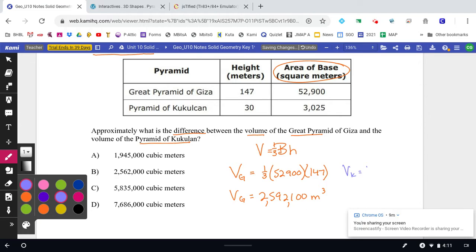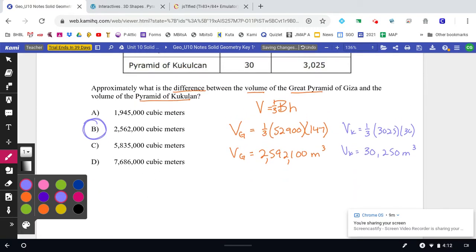Now the volume for the other pyramid is 1/3 times the 3,025 times 30. And that's going to give me 30,250 meters cubed. I want the difference, so I want to subtract those. So I'm going to get right there, letter B.